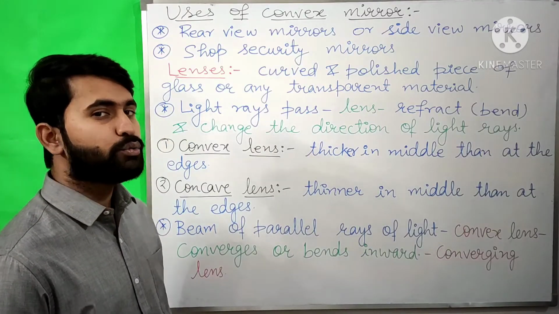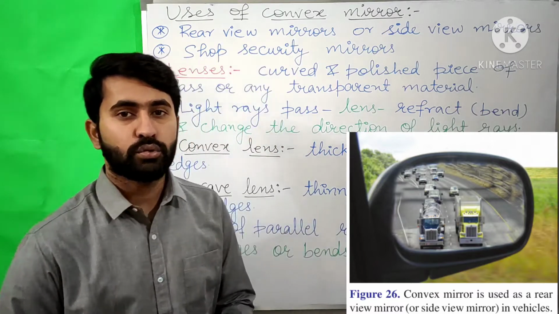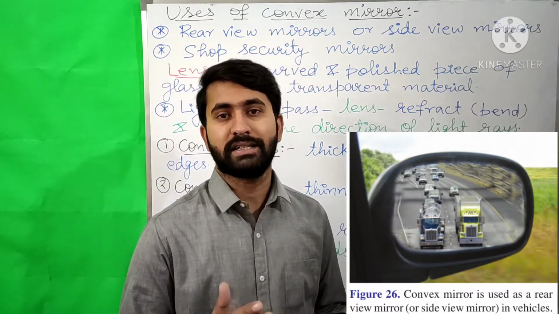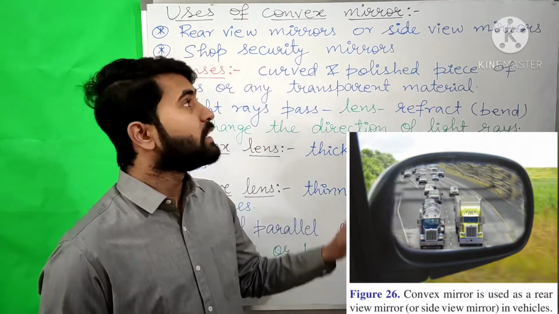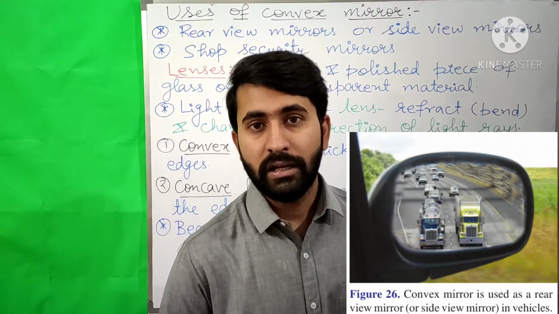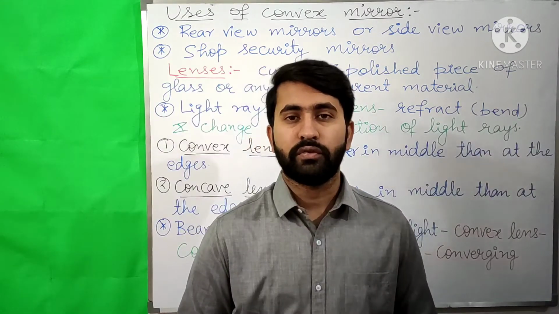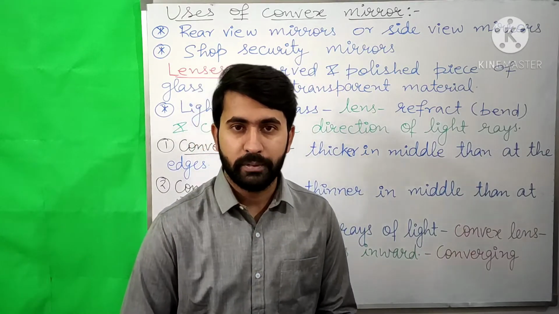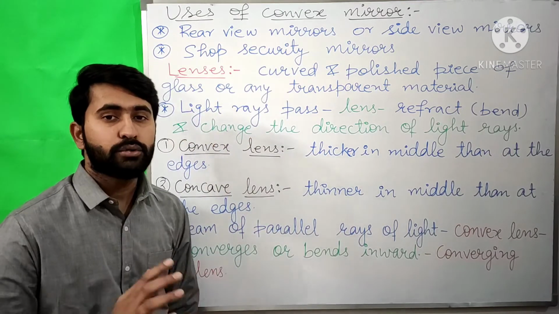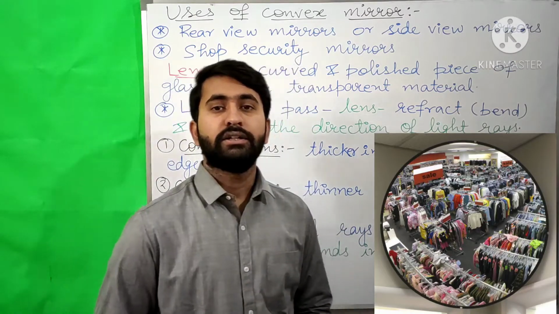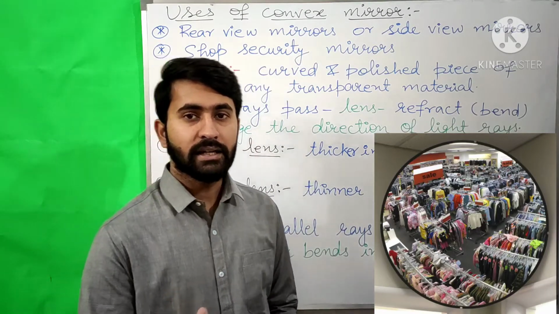Convex mirrors are used as rear view mirrors or side view mirrors in vehicles like scooters, buses, motorcycles, trucks, etc. to see the traffic at the backside on the road. They are used as rear view mirrors or side view mirrors because they show an erect and smaller image of the object, due to which we can see a large number of objects that are behind us on the road. Big convex mirrors are used as shop security mirrors. Using these mirrors, the shop owners can keep an eye on the thieves and the shoplifters.